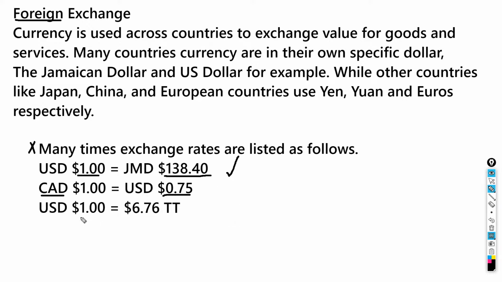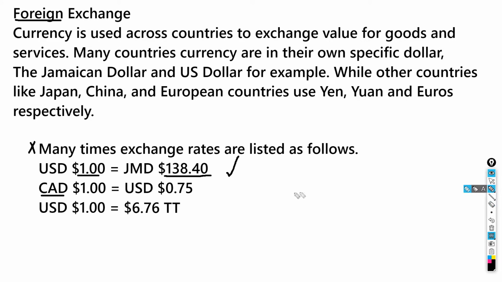Cool. And this says $1 is equal to 6.76 TT, which is Trinidad and Tobago dollars, right? And that is actually right too. $1 is equal to 6.76 TT, right? All right, guys. So great. So this is pretty much what foreign exchange is about.